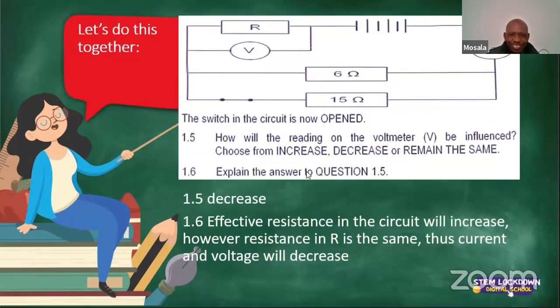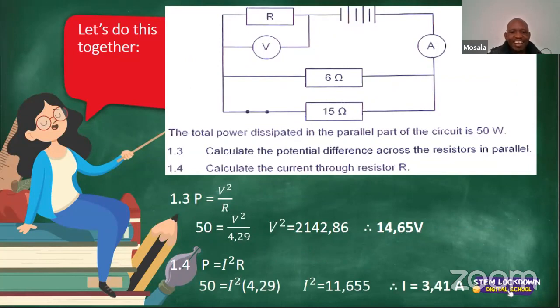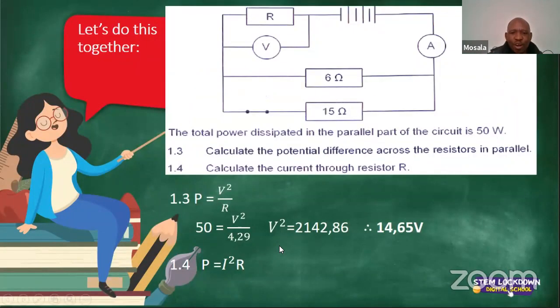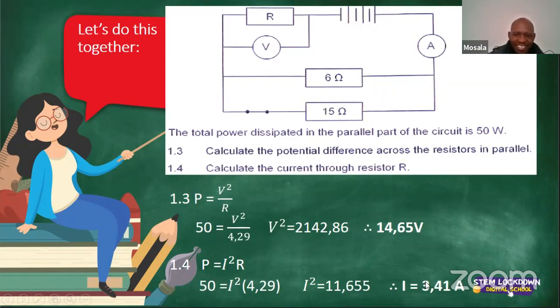I'm struggling to view. Okay, and then we are looking for the current first. What we know is that the current through this part here will be 3.41. That is the current through this particular part here. Now, we want to know the current that is going through R.